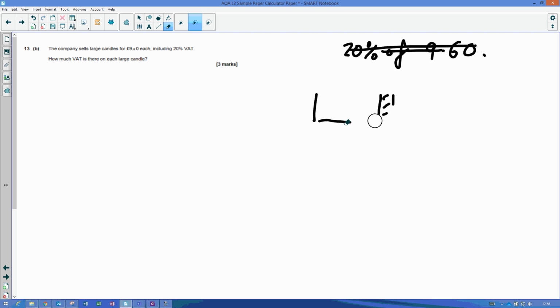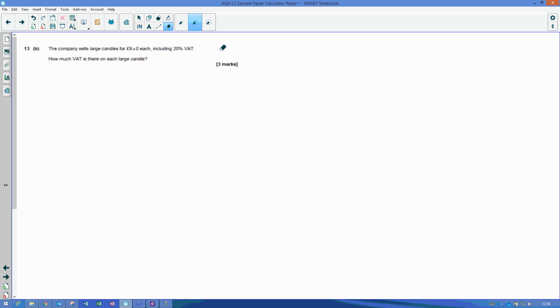This is often referred to as a reverse percentage question. We need to work backwards, basically. Okay, so how are we going to do this? Generally, the easiest method is to find out first what percentage we've got.